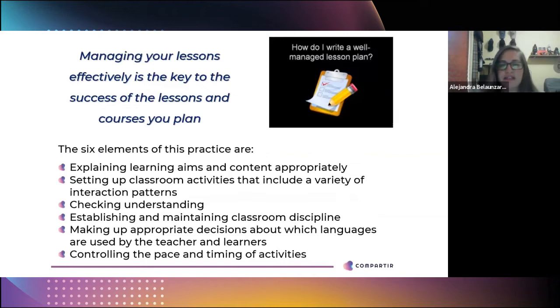Explaining learning aims and content appropriately, setting up classroom activities that include a variety of interaction patterns, checking understanding, establishing and maintaining classroom discipline, making appropriate decisions about which languages are used by the teacher and learners, and controlling the pace and timing of activities. As I tell you, we are going to be working with each one of them.